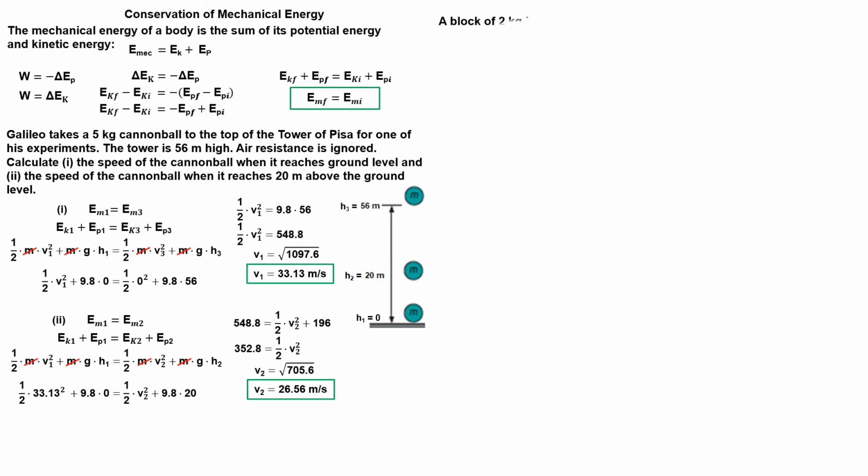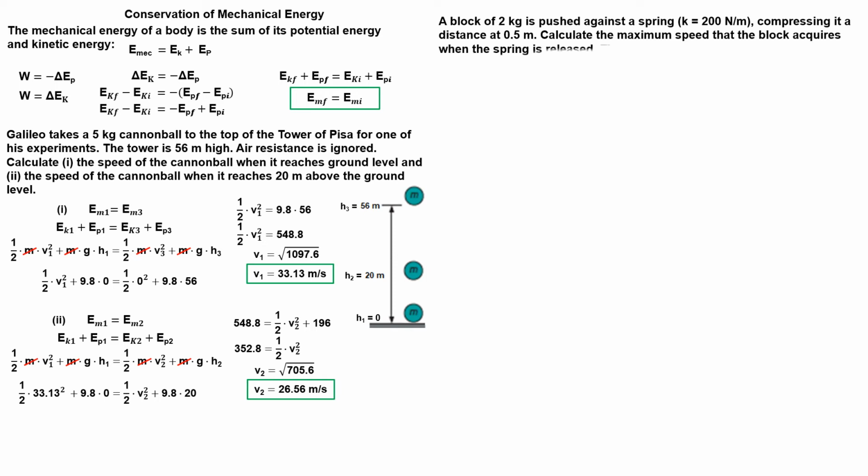A block of 2 kilograms is pushed against a spring, compressing it a distance of 0.5 meters. Calculate the maximum speed that the block acquires when the spring is released. The block will travel on a frictionless surface.